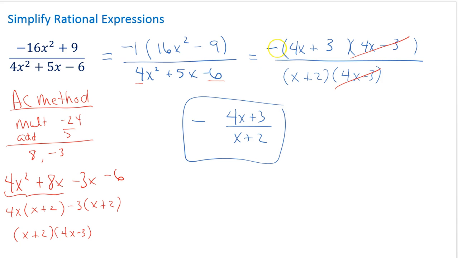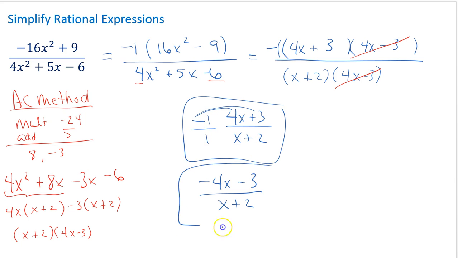Also, this negative, remember that's really a negative 1. I didn't write the 1, but negative or negative 1 means the same thing. You could distribute that inside, so it would be negative 4x minus 3 over x plus 2. Notice it goes inside just the numerator, not in the denominator as well, because it's like negative 1 over a positive 1. So this is also a correct answer.